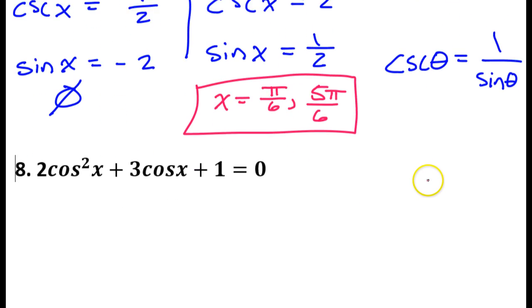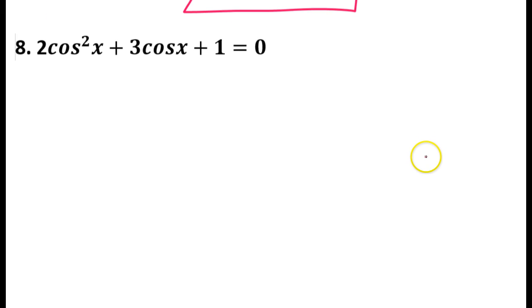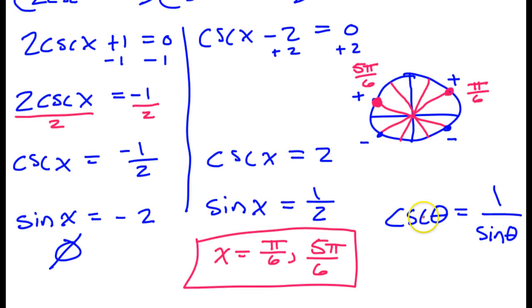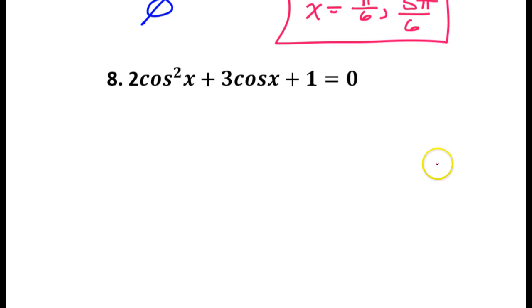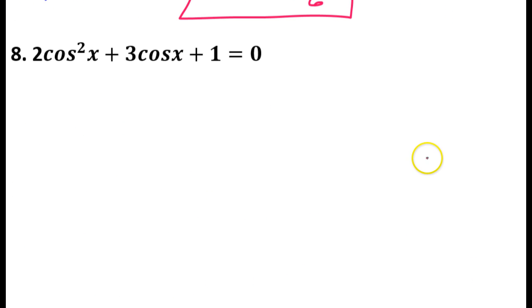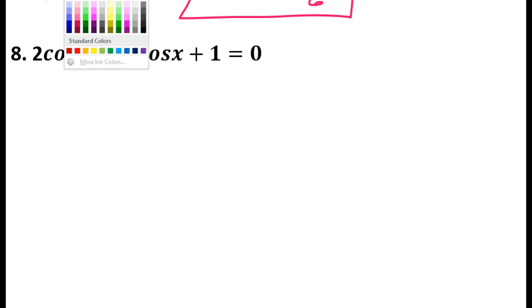Okay, let's see if we can do 2 more. That was number 7, right? Make sure I'm not skipping anything. So let's move on to number 8. Well, at least this time, right from the beginning, we have all cosine. So maybe this problem will be easy.